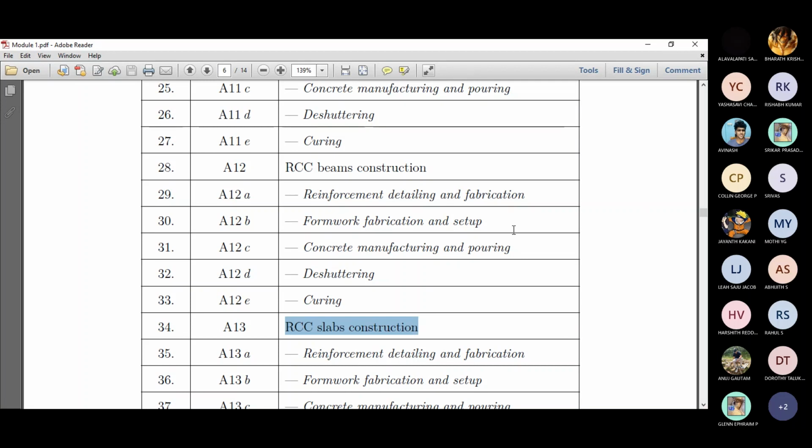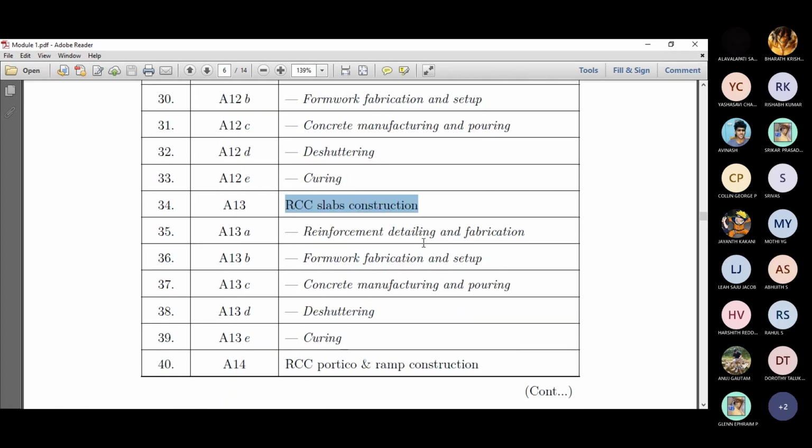Sometimes beams are cast ahead of the slab. Generally both are constructed monolithically. Beams and slabs are generally considered monolithic, that is, they generally cast them at a single point of time. Right. So maybe in the next class, I'll show you some pictures from the construction site so you can understand much better. Right. And then the slabs follow the same procedure.